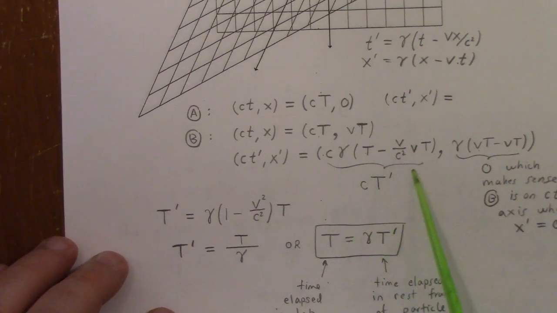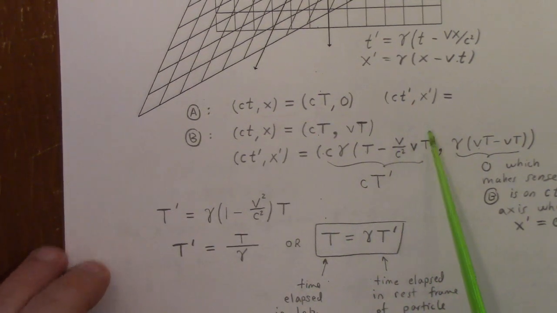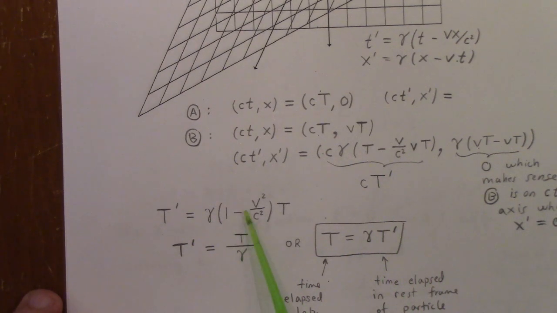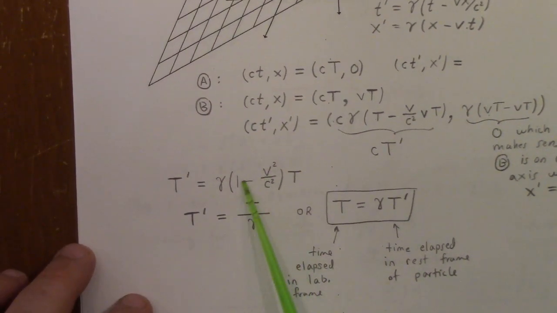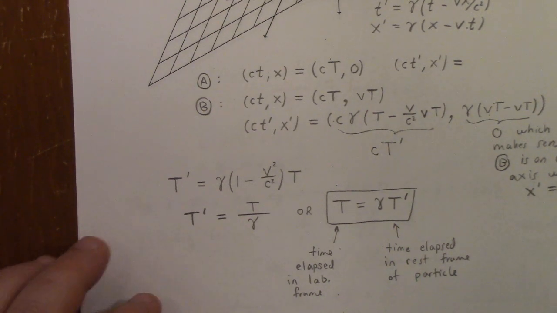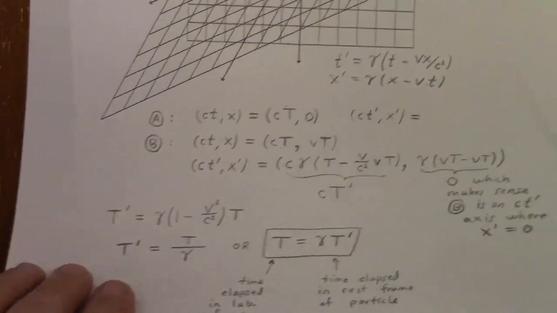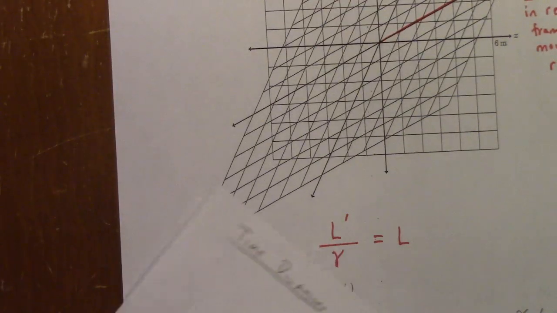But then if you look at ct prime, you can do the algebra here, and what that gives you is gamma times 1 minus v squared over c squared. After you play with these things for a bit, you'll recognize that is 1 over gamma squared, because gamma is 1 over the square root of 1 minus v squared over c squared. And so this simplifies to 1 over gamma, which gives you t prime is t over gamma, or as we often like to write it, t is equal to gamma t prime. So the time elapsed in the lab frame is gamma times the time elapsed in the rest frame of the particle, or you could also call it the co-moving frame if you like. So there's that.